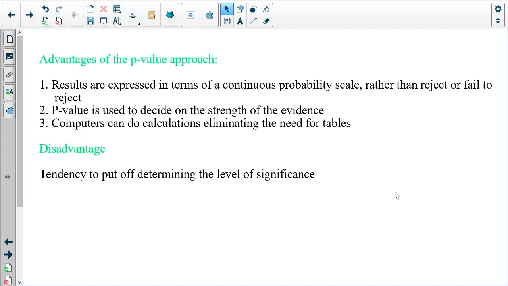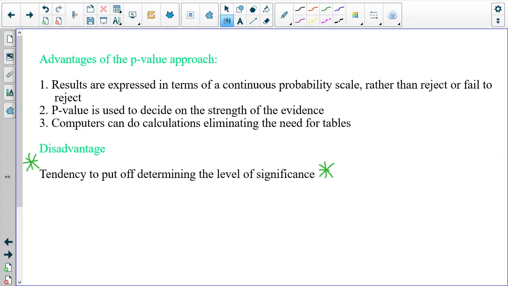A disadvantage, this is important. A disadvantage is that some people have a tendency to put off determining their level of significance. Why is that a disadvantage? Hello? I'm doing pretty good. I'm waiting for the answer to this question, but why is it a bad thing, the tendency to put off determining the level of significance? You can't reach a conclusion without it? What'd you just say? You want to prove it?